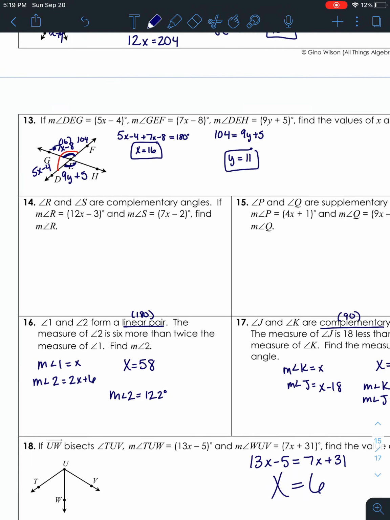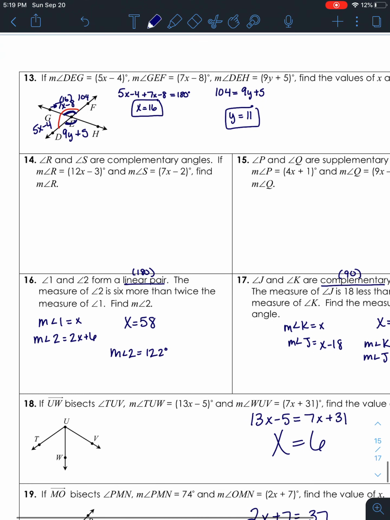All right, let's look at some more ones here. So for 14, let's draw a diagram here. So it says complementary. If you remember, complementary means 90. So let's say this is going to be R, and this will be S. So R is 12x minus 3. S is 7x minus 2. They're complementary, that means I have to add them up to 90.